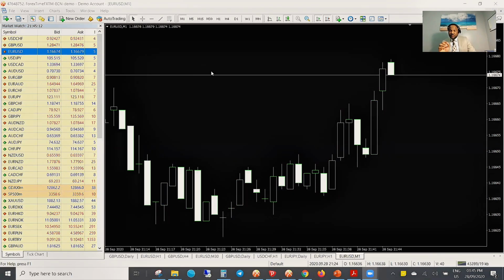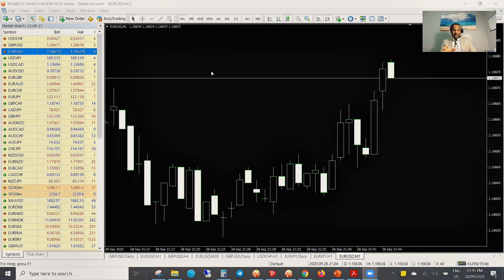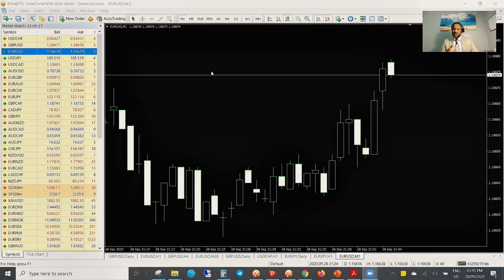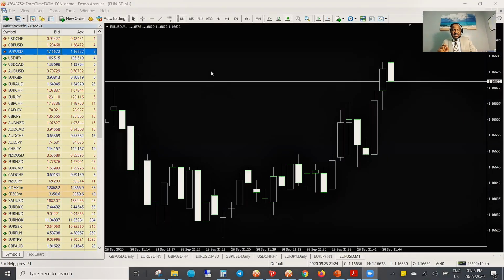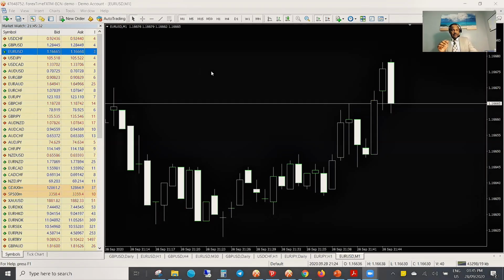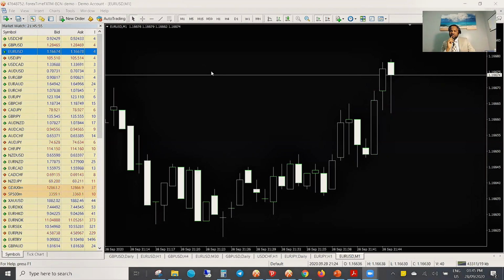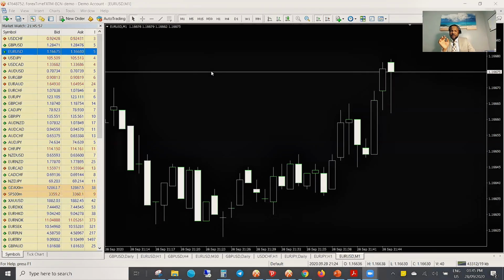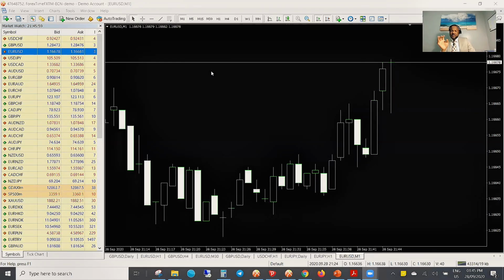So watch now. A new candle will start in the next how many seconds? 45 seconds. Let's all watch together now. The next candle starts in the next 30 something seconds. Watch the open price, watch the closing price, watch the high price, and watch the low price of that candle. 4, 3, 2, 1, 0.